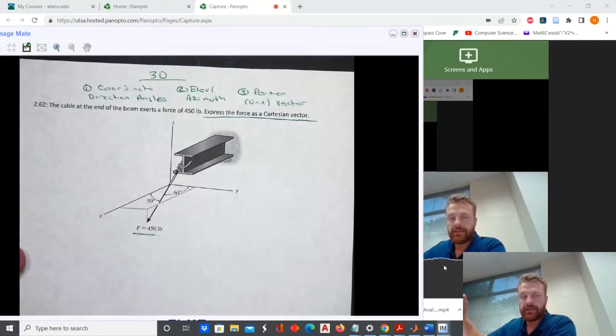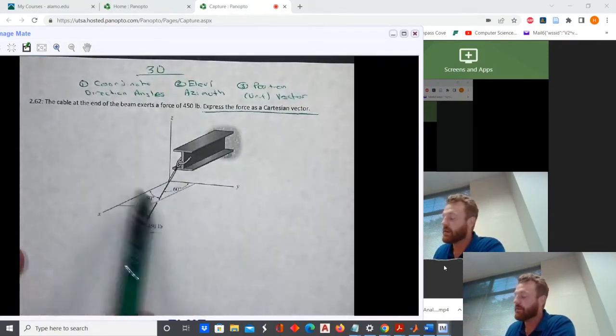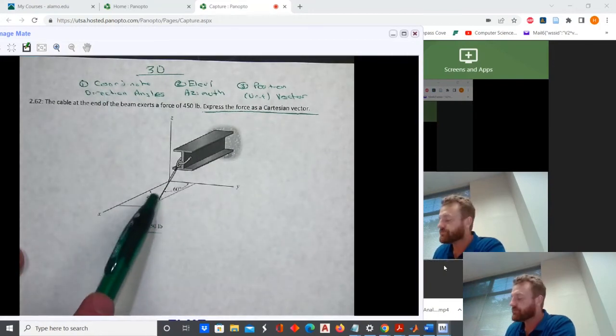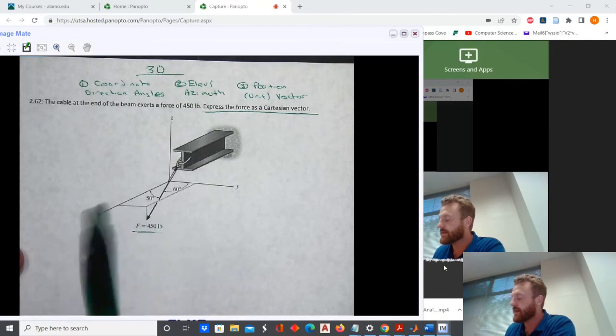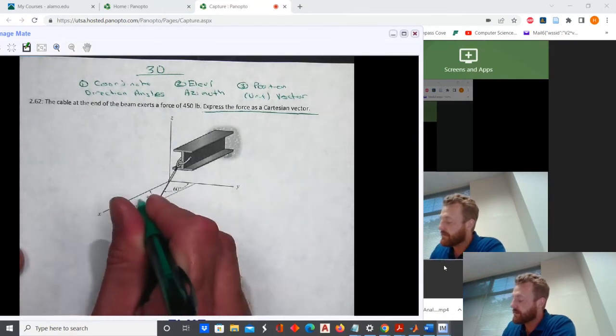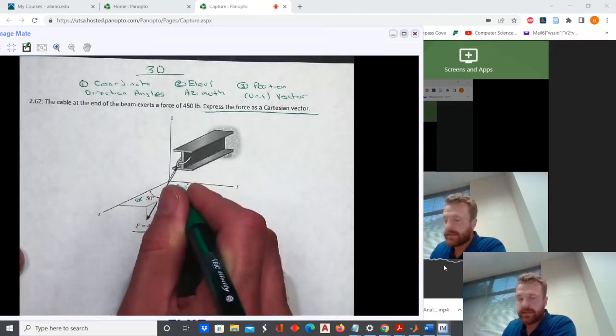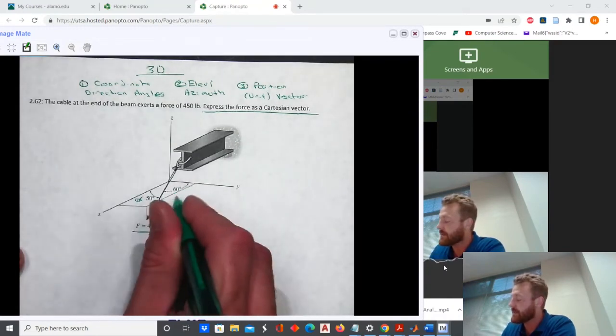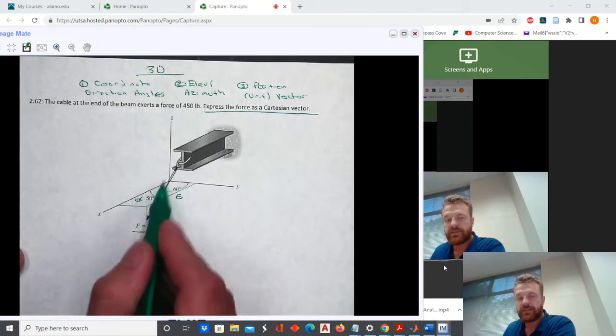So clearly, this is an example where we're given geometrical information in the form of the first one. Namely, this 50-degree angle represents the angle between the x-axis and the line of action of the vector, so that's alpha. This 60-degree angle represents the angle between the y-axis and the vector, so that's beta. And we're not given any information about gamma.